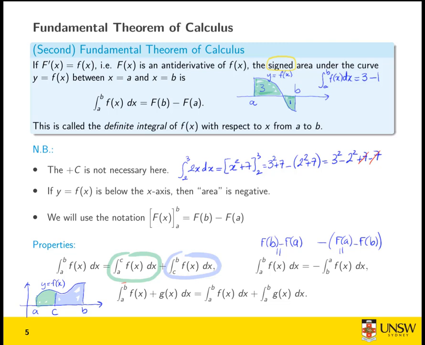Let's look at the third one. It says that if you want to integrate the sum of two functions, you can actually integrate them separately. And that's consistent with this formula here, because in that case, let's say you would get capital F of B minus capital F of A, and this would be capital G of B minus capital G of A, and you would be getting the same thing here.